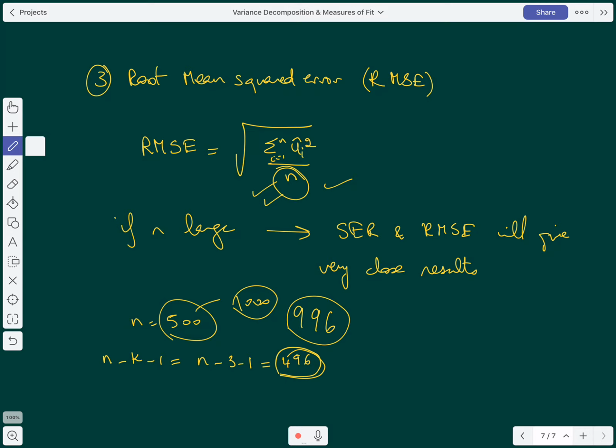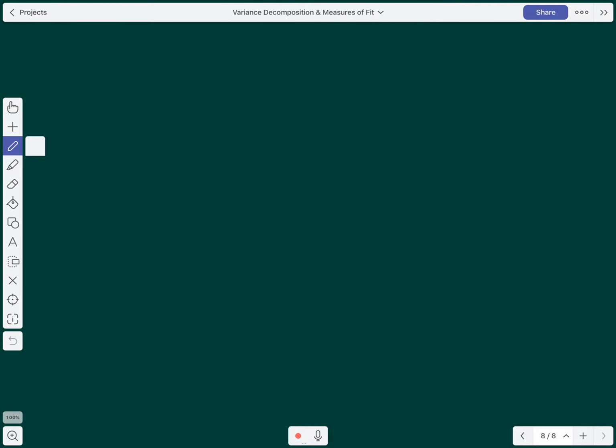The measures of fit that we talked about so far are basically the R-square, the standard error of the regression, and the root mean squared error. There is another statistic which is called the adjusted R-square. The adjusted R-square is basically similar to the R-square, but it corrects for degrees of freedom. So it's very similar to the idea that SER corrects for degrees of freedom, but the root mean squared error does not. The R-square does not correct for degrees of freedom, but the adjusted R-square does.